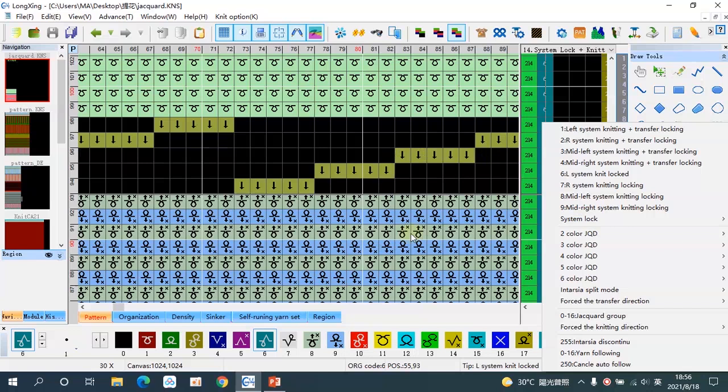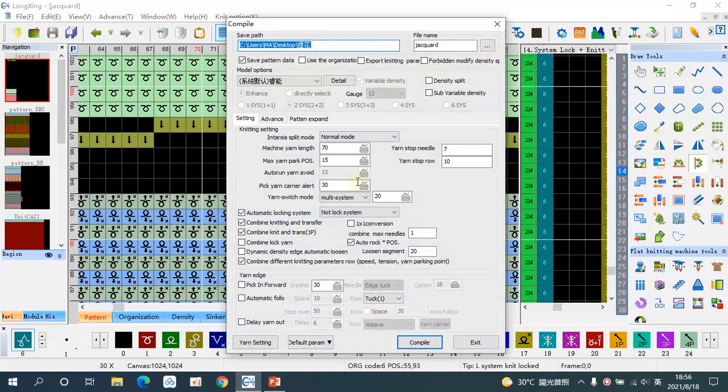System locking is only effective for the start line. System locking on compile, in there, those options are effective for the whole pattern. It's not necessary to start line by line.